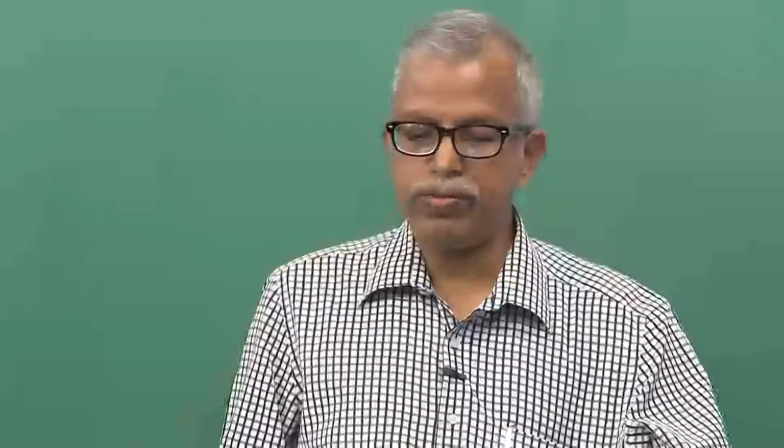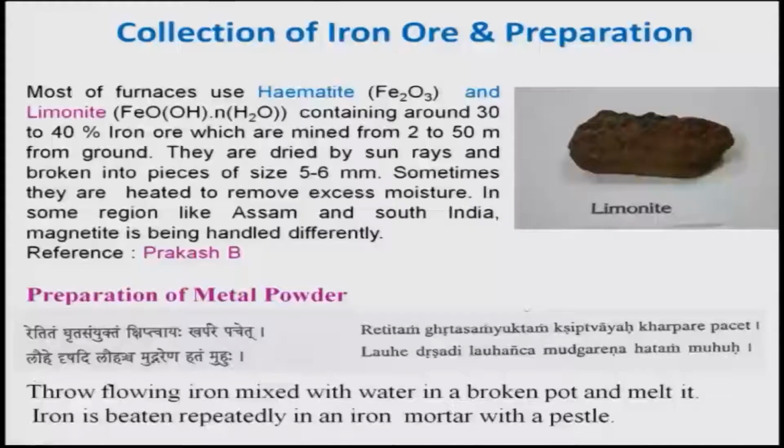So, if you look at the iron ore, it has to be collected, and one has to identify it, and most of the furnaces use hematite and limonite containing around 30 to 40% iron, which are mined from 2 to 50 meters from the ground level.